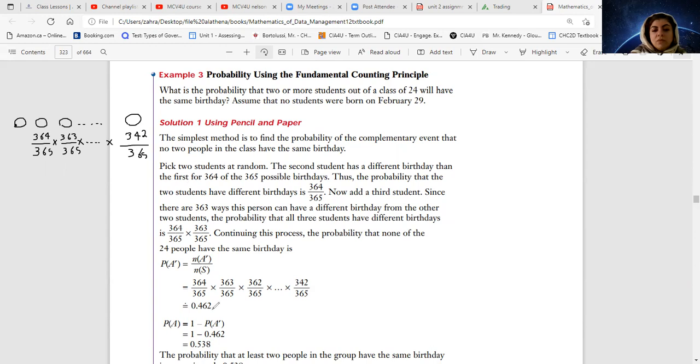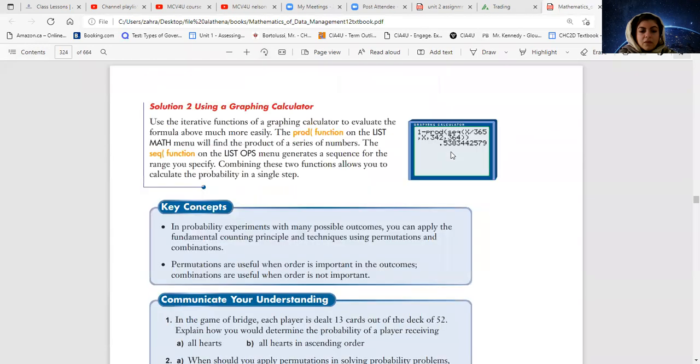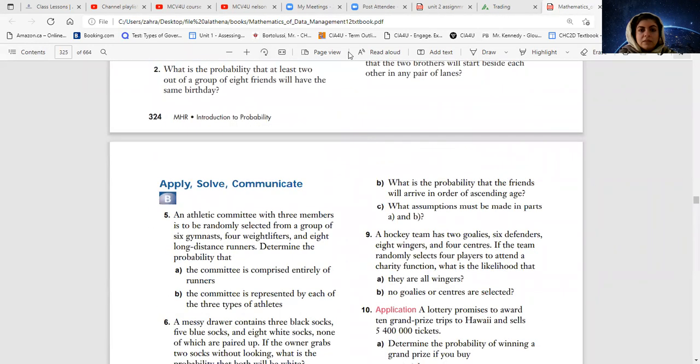So then it's going to be 0.462. This is the probability that none of them has the same birthday. But I want to find that at least 2 of them have the same birthday. So it's going to be 1 minus that probability, the complement. The probability that at least 2 of them have the same birthday is 1 minus the probability that none of them has the same birthday. 1 minus 0.462 is 0.538. And here you do the even questions and send your answer to email.